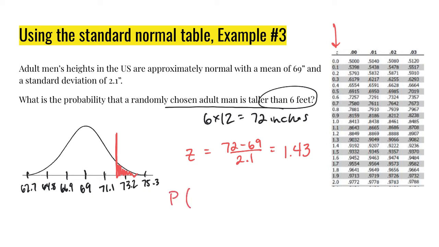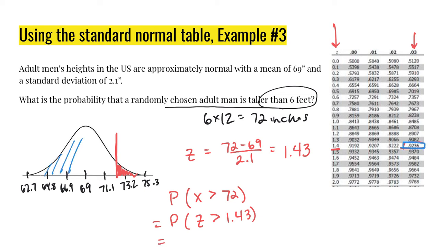The probability that x is going to be above 72 inches is equal to the probability that z is going to be above 1.43. Well, let's look something up. The table is going to be 1.43. It's going to be this value right here. That's not the probability above. That's the probability below. That's this area. This area right here is 0.9236.